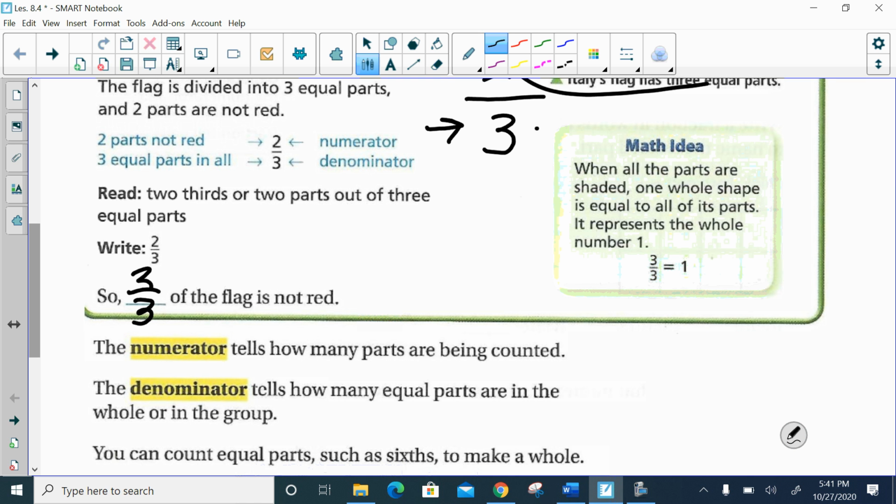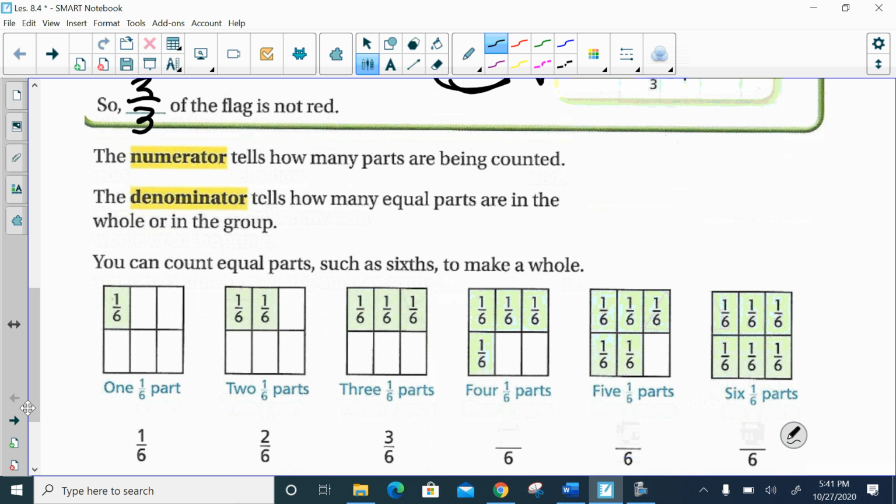Okay, now you understand that. The top number is your numerator. The bottom number is your denominator. Denominator down, denominator down. Okay? The numerator tells how many parts are being counted. The denominator tells how many equal parts are in the whole or in the group. So the numerator was 2. 2 parts are not red, out of 3 parts. So 2 out of 3 parts.